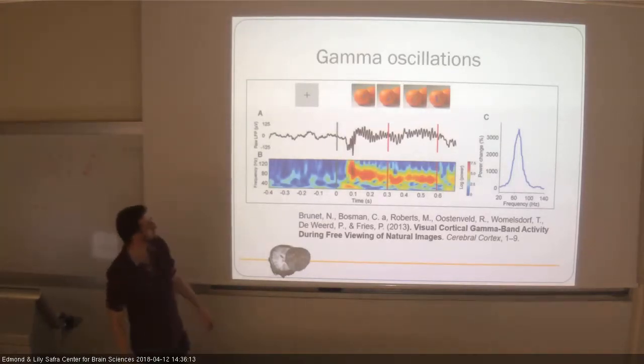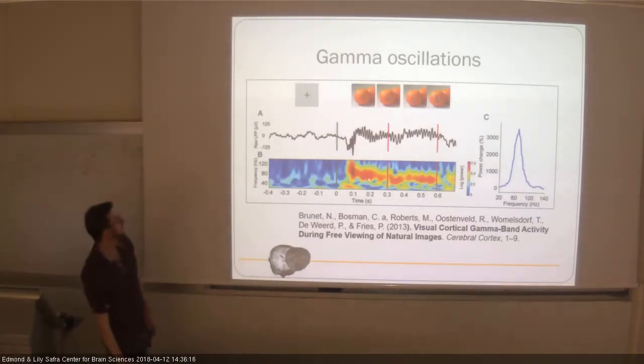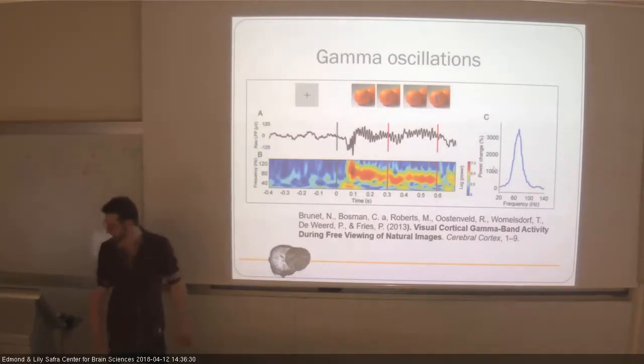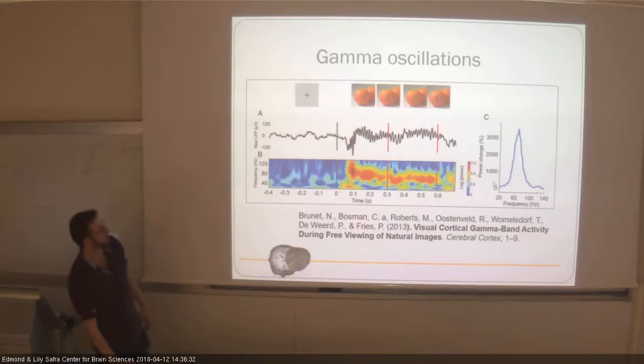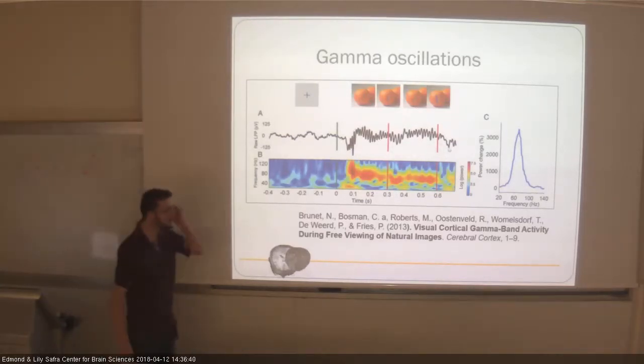Here, for example, we have a study where monkeys were presented with visual images, and the electrodes in their V1 found these oscillations at about 70 or 80 hertz. And this is again a time frequency representation of that, and this is a spectral representation of this.